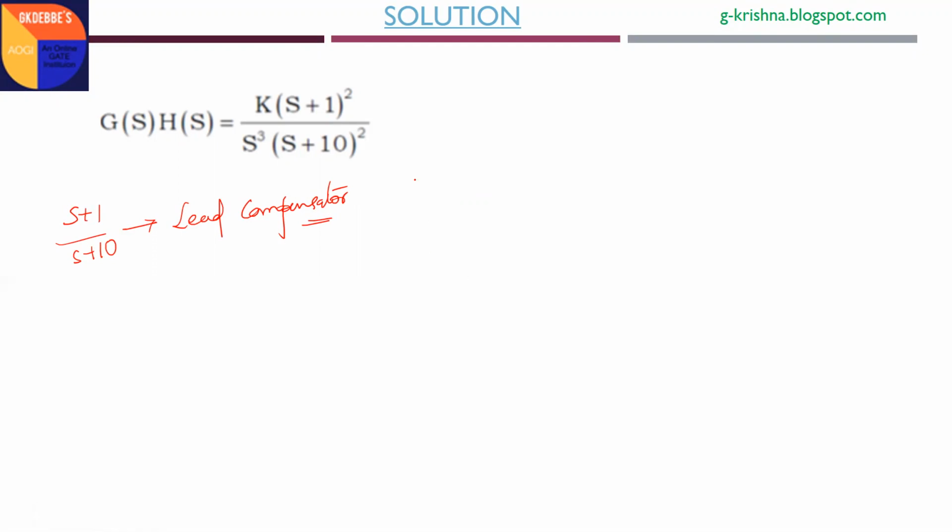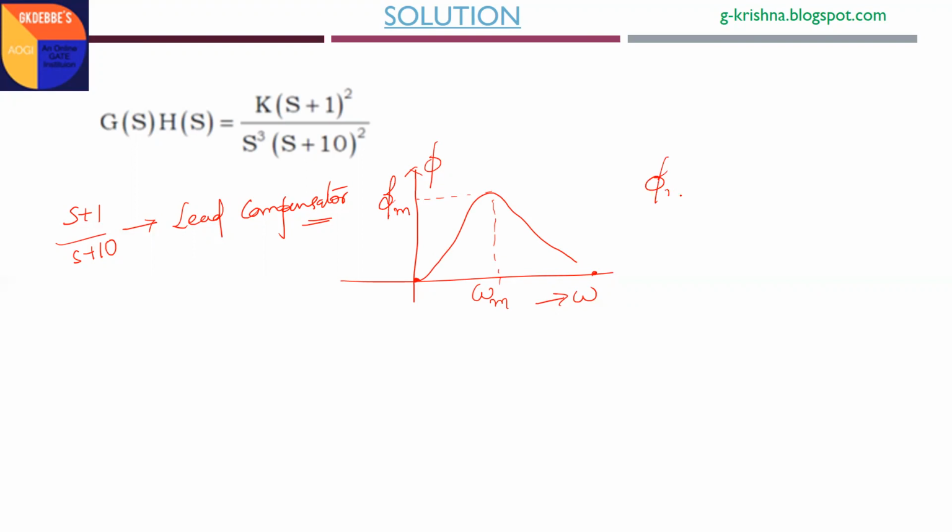For a lead compensator, how will the phase plot be? At zero frequency, the phase angle will be 0 degrees. At infinite frequency also, the phase angle will be 0 degrees. For the remaining frequencies, the phase increases and decreases. The frequency at which we get the maximum phase shift, let it be omega m, will be the geometric mean of the zero and pole, and the maximum phase shift is denoted as phi m, where phi m is given as sine inverse of (1 minus alpha) by (1 plus alpha).